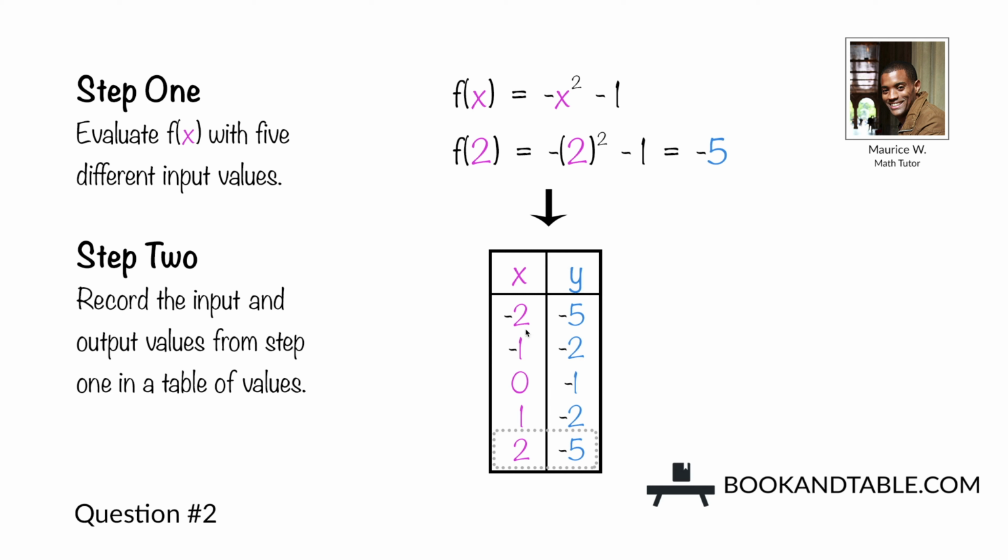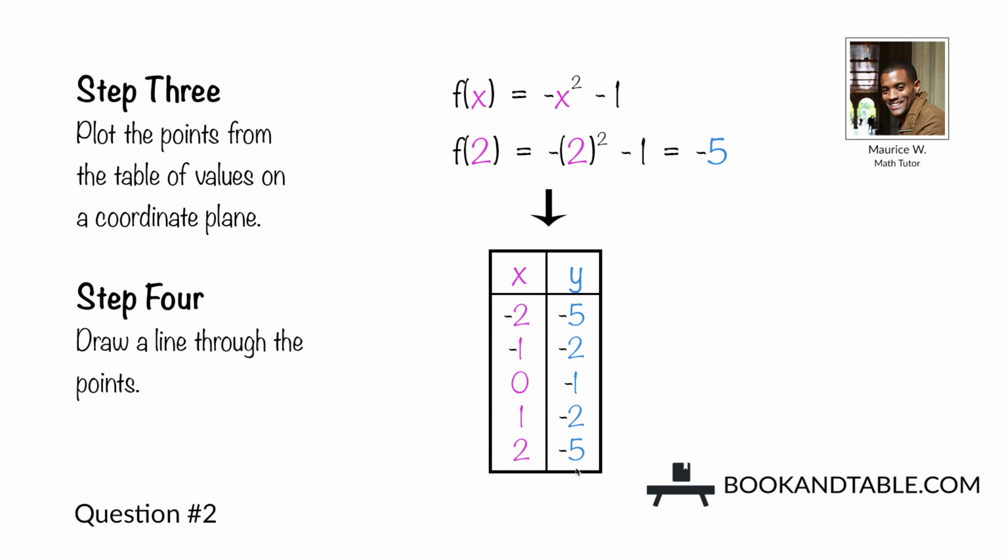And f(2) is equal to 2 squared, which would be 4. Negative 1 times 4 would be negative 4 here, and negative 4 minus 1 is equal to negative 5. So the input is 2 and the output is negative 5.